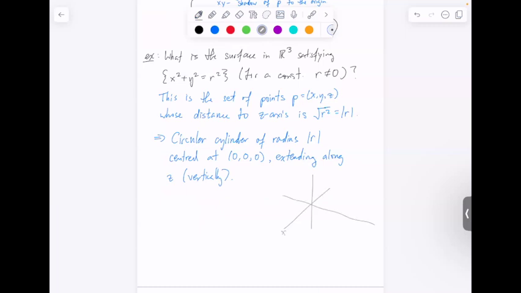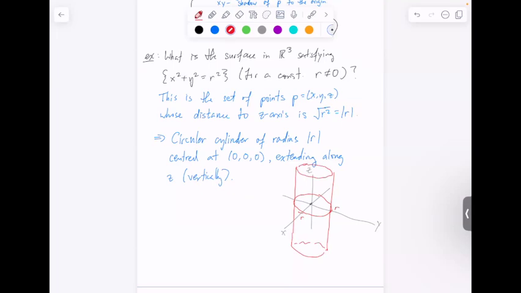This is in x, y, z. I have a center here. Right, there's 0, 0, 0. I have a set of points here. Let's say this has radius r, and I'm looking at the cylinder here, extending vertically. It's an infinite vertical cylinder, right?